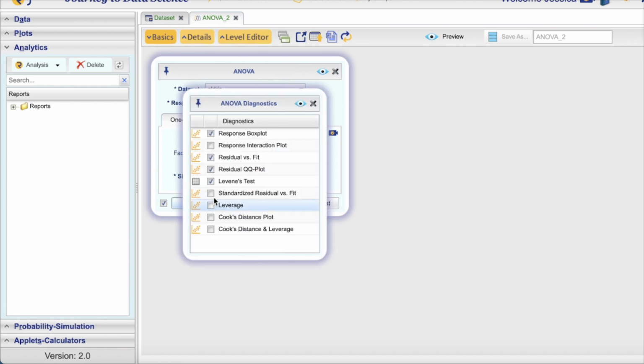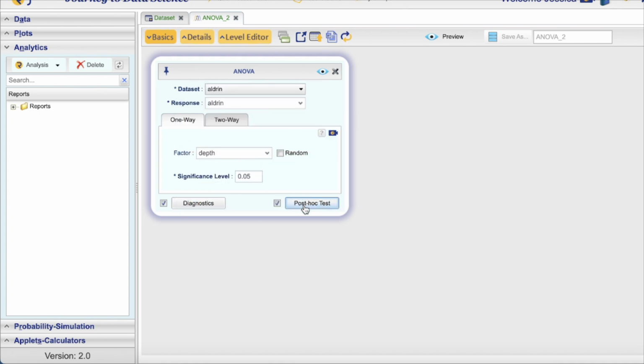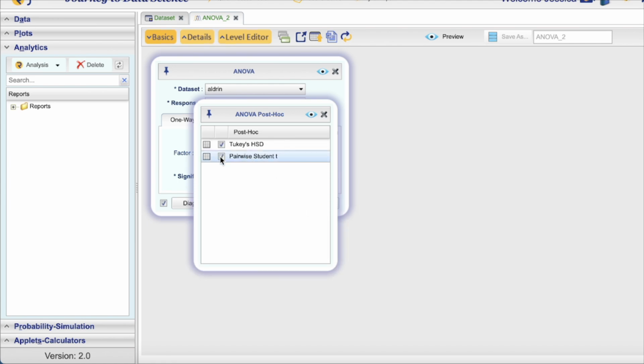after the fact. So if I look at diagnostics, I do want to see the box plot. I do want to see the QQ plot. So I'm going to leave those alone. I don't really need the residual versus fit or the Levene's test, but I'm going to go ahead and leave it there to discuss. In post hoc, I want the pairwise student t. I'm going to leave Tukey because it's going to give us some confidence intervals that I want to discuss.